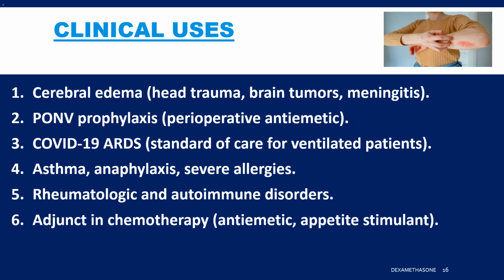Clinical uses of dexamethasone. 1. Cerebral edema. Dexamethasone is used to reduce swelling in the brain caused by head trauma, brain tumors, or meningitis, helping to alleviate symptoms such as headache and confusion. 2. PONV prophylaxis. Dexamethasone is used as a perioperative antiemetic to prevent postoperative nausea and vomiting (PONV) in patients undergoing surgery. 3. COVID-19 ARDS.